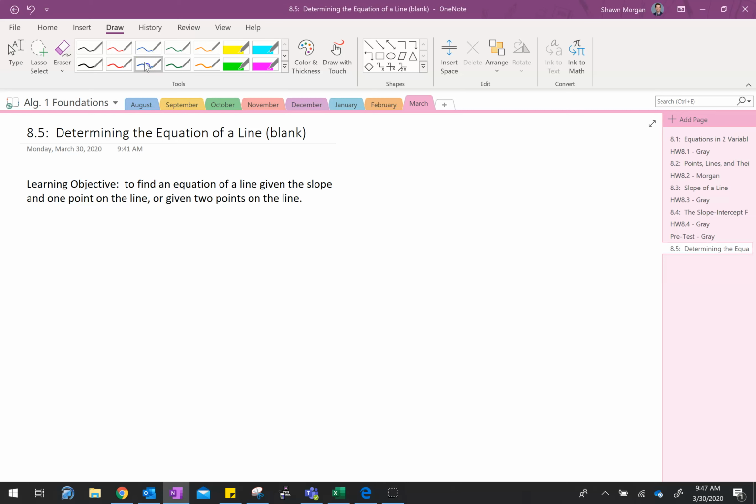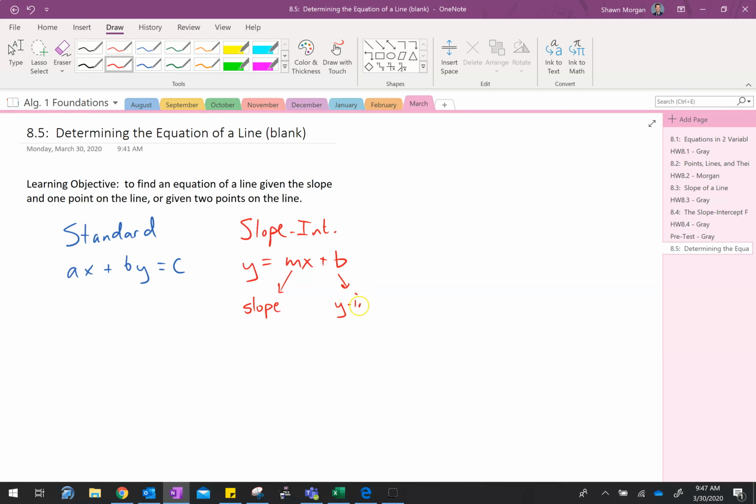We're going to start with a simple reminder about the two forms of a linear equation that you've studied so far. You've got your standard form, which is ax plus by equals c, and you've got the perhaps more useful slope-intercept form, which is y equals mx plus b. Remember, in that form, m is the slope and b is the y-intercept, and so that's the form that we're most likely going to be using in examples like this here in section 8.5.